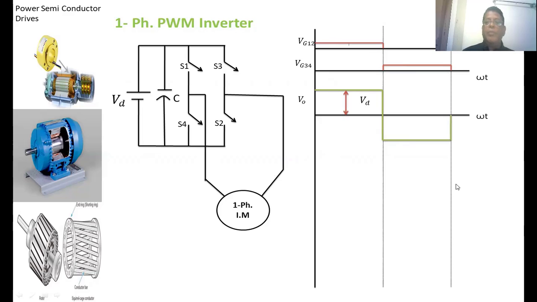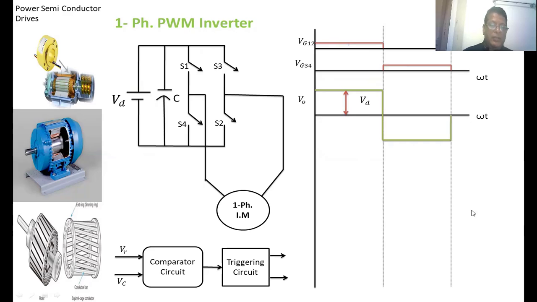Here, only one parameter is there to change the RMS output voltage, that is VD. So we have to change the height of this VD, then it gives the variable RMS voltage. Now we are going to see the PWM inverter.